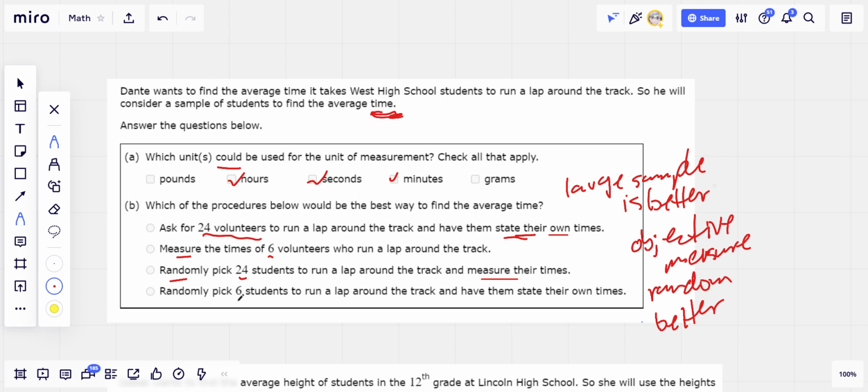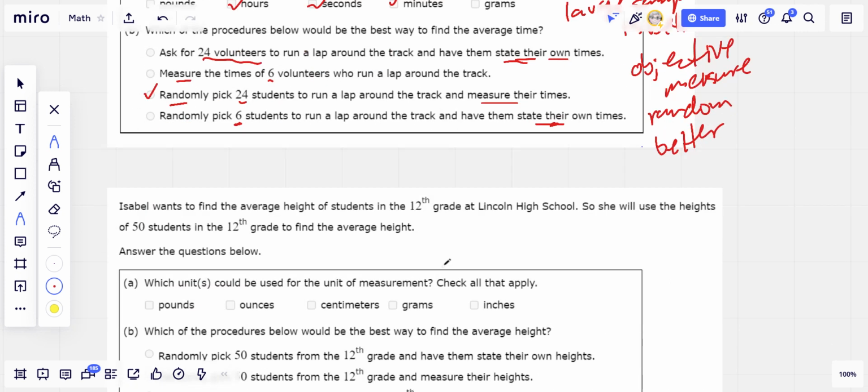This one says randomly pick 6 students to run a lap around the track and have them state their own time. So this one's got 2 strikes against it. It's a smaller sample size, and they're stating their own times rather than the times being measured by someone else. So I think this one, a random sample of a large number and measured objectively, got to be the best. All right, let's do one more.